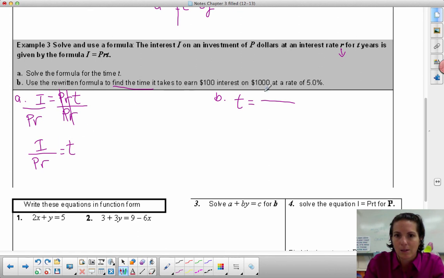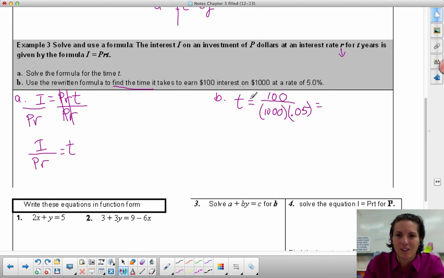interest, so $100 divided by the principal. I'm going to invest $1,000 at a rate of 5%. So 5%, that's 5 cents. So 0.05. Or 5 over 100 if you like to write it as a fraction. Either one is acceptable.